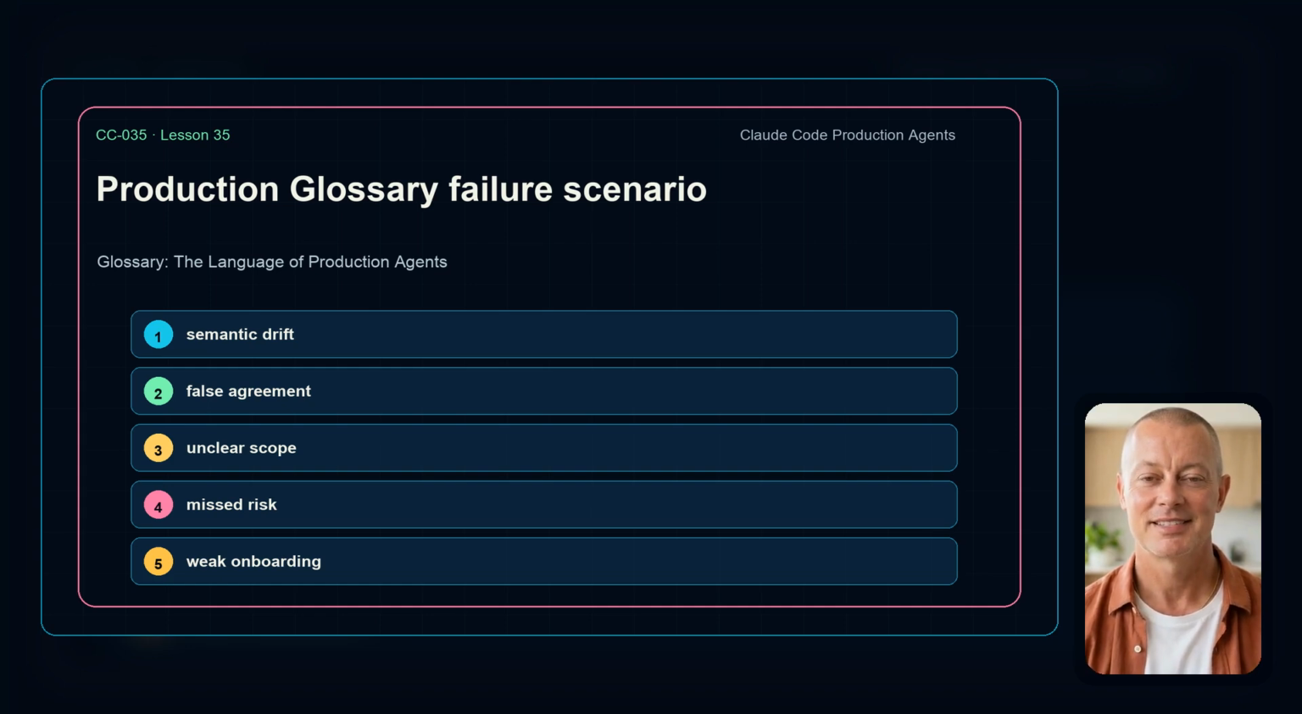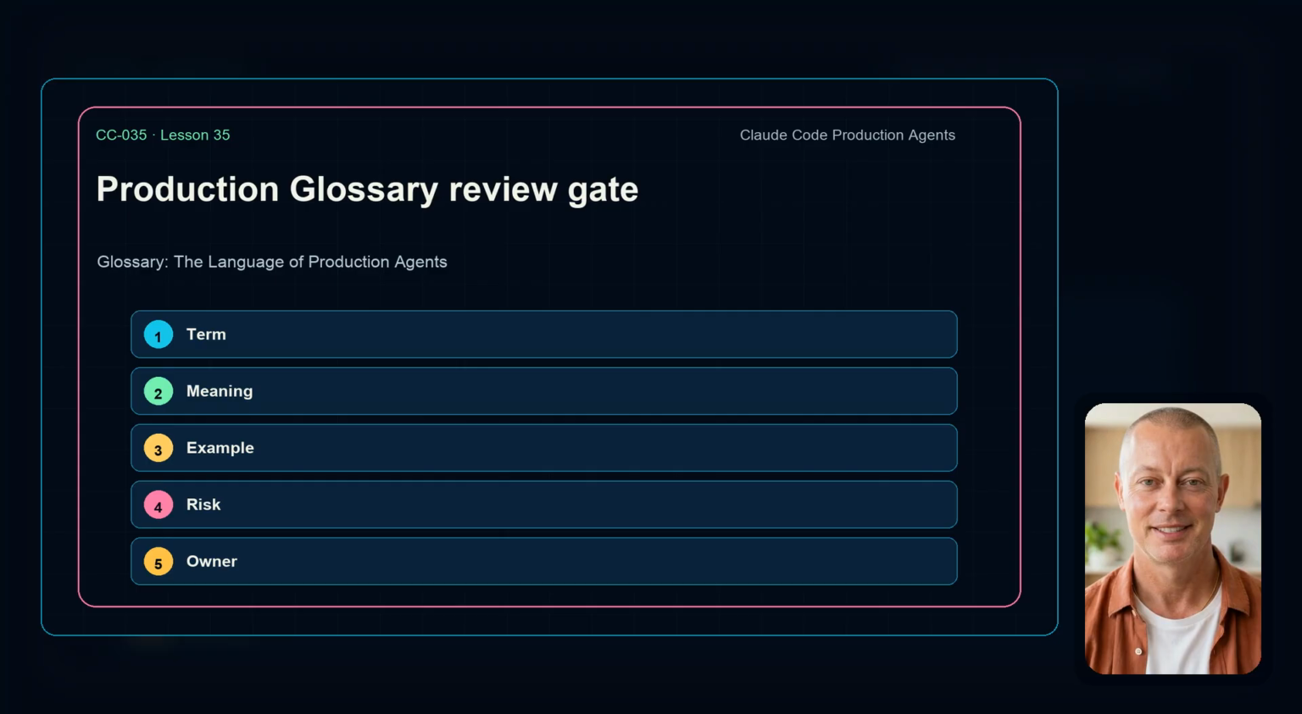In practice, this example has 5 parts: semantic drift, false agreement, unclear scope, missed risk, weak onboarding. The point is to make the agent's work inspectable rather than asking everyone to trust a polished final answer. Score the design against this rubric: term, meaning, example, risk, owner. A weak score does not mean the idea is useless. It means the workflow needs stronger boundaries before it becomes production work.